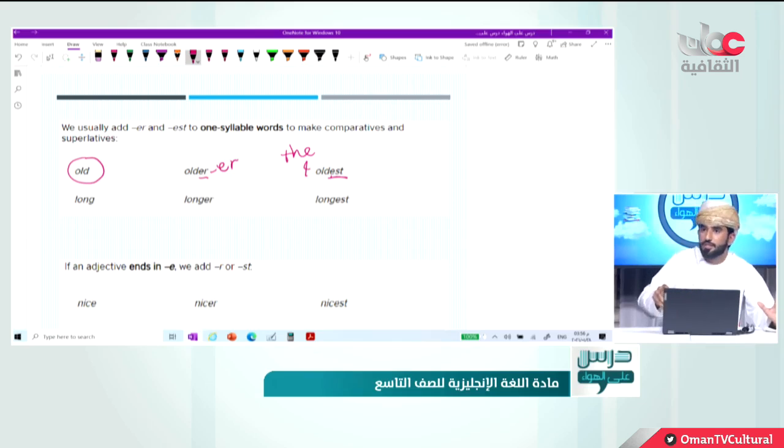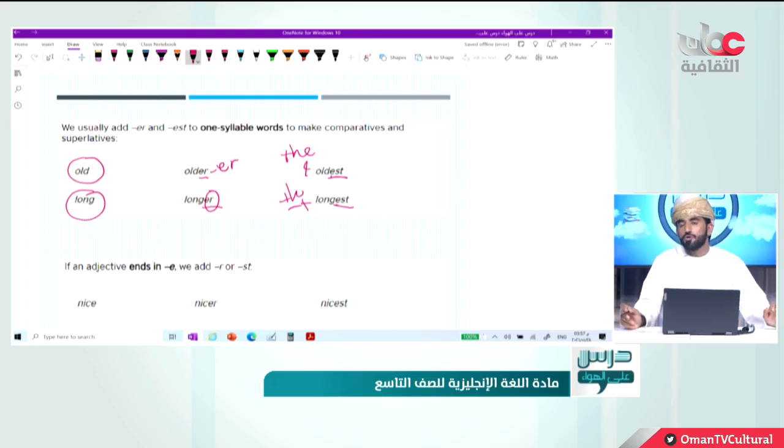The youngest. Very nice. The biggest. The hottest. Nice. Again, long. Also, it's only one syllable. So again, you have to add what? ER. If it is only one syllable, you have to add ER. And for the superlative, you have to add EST. And of course, the should be there.